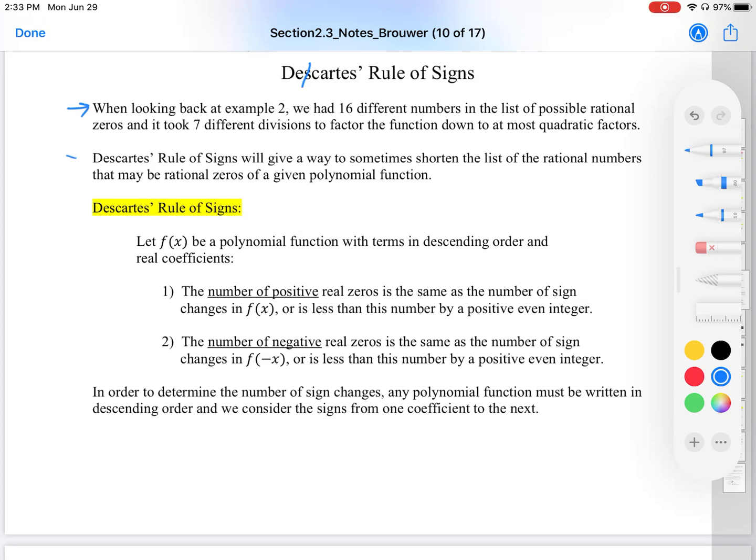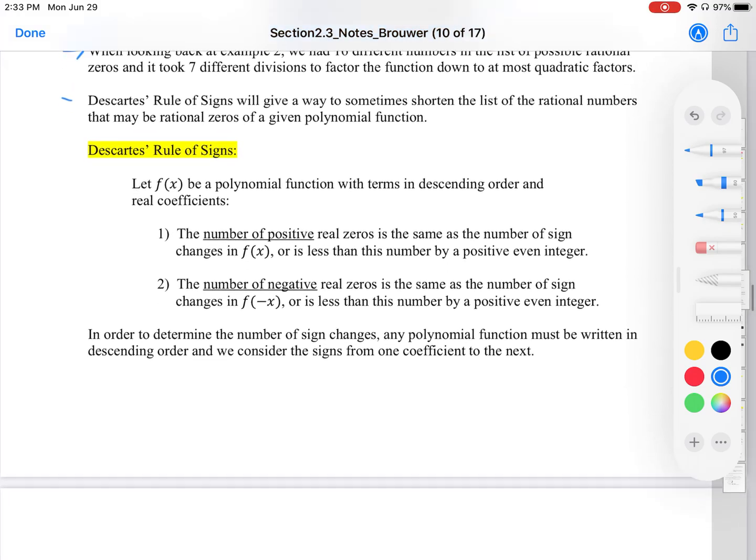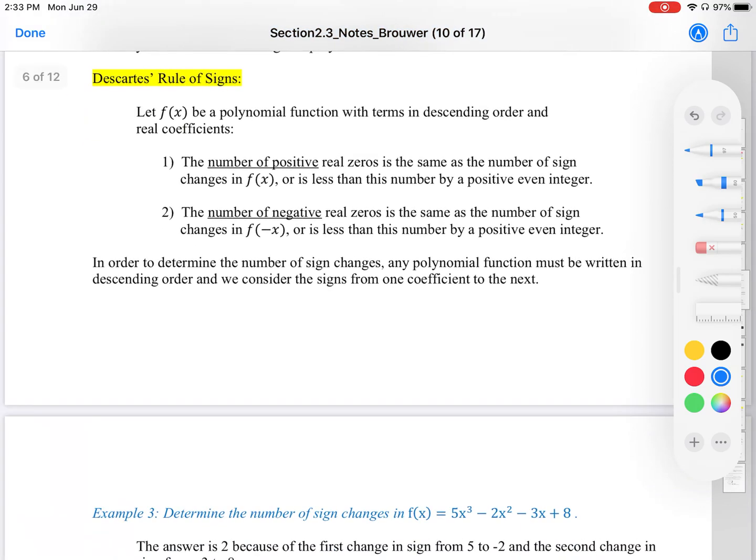Descartes' rule of signs will give a way to sometimes shorten the list of rational numbers that may be rational zeros for a given polynomial function. Descartes' rule of signs: let f of x be a polynomial function with the terms in descending order and real coefficients. 1. The number of positive real zeros is the same as the number of sign changes, or less than that number by an even positive integer.